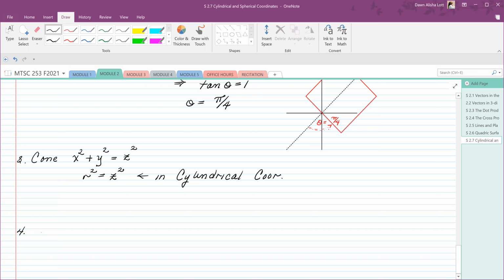The circular paraboloid. This is a circular cone. That would be z is equal to x squared plus y squared. So therefore that would become z is equal to r squared in cylindrical coordinates.